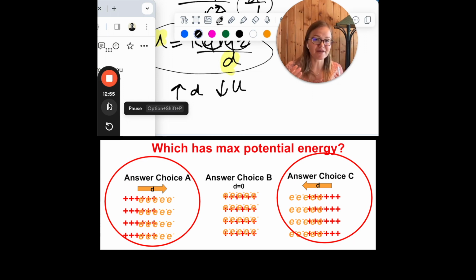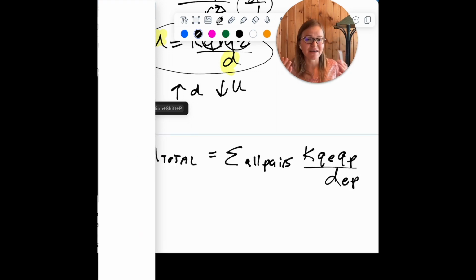versus our configuration B, which shows our electrons just right on top of our positive ions in their sort of equilibrium state. In that case, we're not really doing work because work has to be force applied over a distance and our electrons haven't been displaced at all. So just as you could think of with elastic potential energy, if we don't stretch or compress our spring, we're not going to be able to do any work and we're not going to be storing any potential energy.